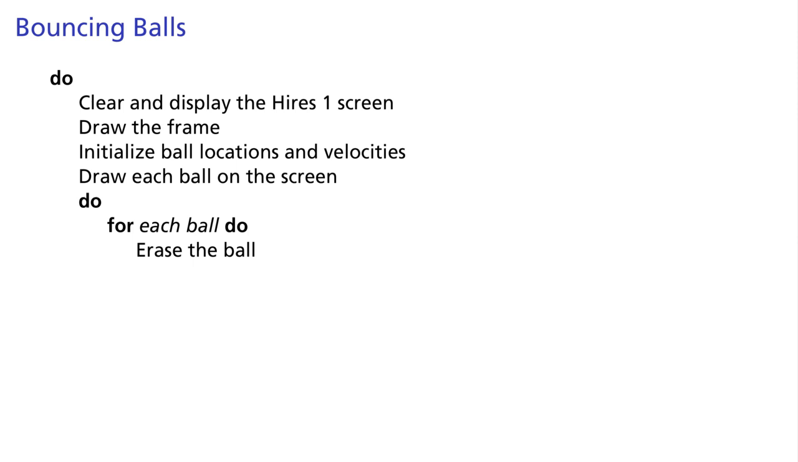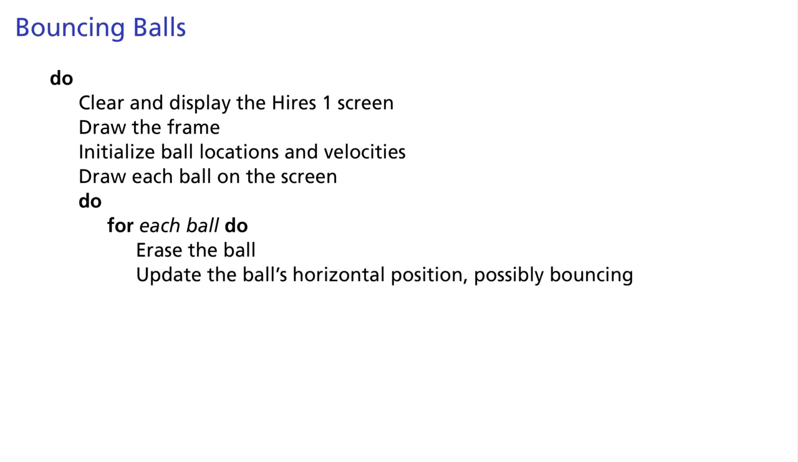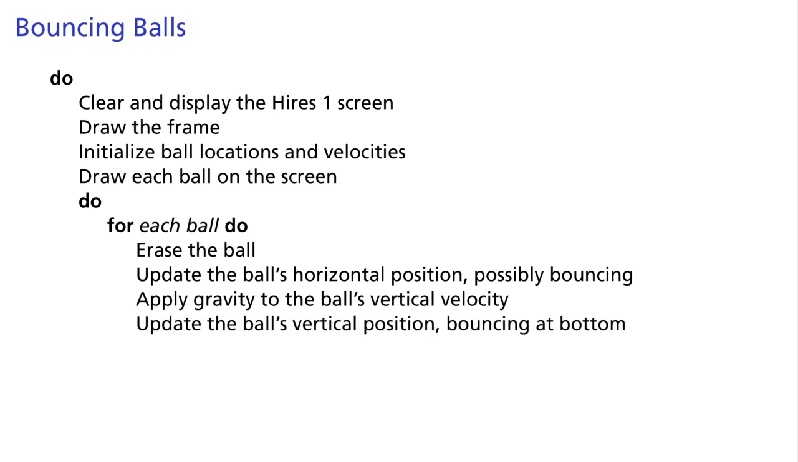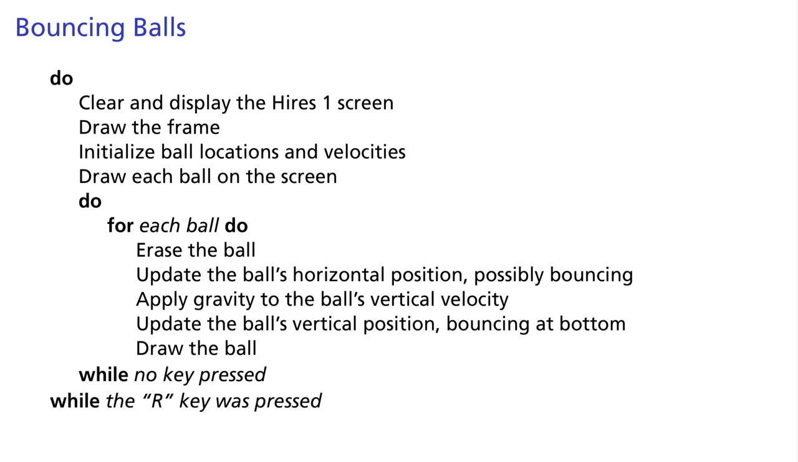I begin by erasing the ball since we're going to update its position. Then I update its horizontal position based on its velocity and check whether it needs to bounce off a wall. I apply gravity, which just increases the ball's vertical velocity, and then update the vertical position, which may involve bouncing off the bottom. Finally, I redraw the ball in its new position. Once all the balls have been updated, I check to see whether a key has been pressed. If it hasn't, I repeat the main loop. Finally, if the user has pressed the R key, I restart the program, which I found useful for debugging. I'm going to bring you through the code I wrote to perform these tasks, but to make any sense, I need to teach you about graphics on the Apple II.